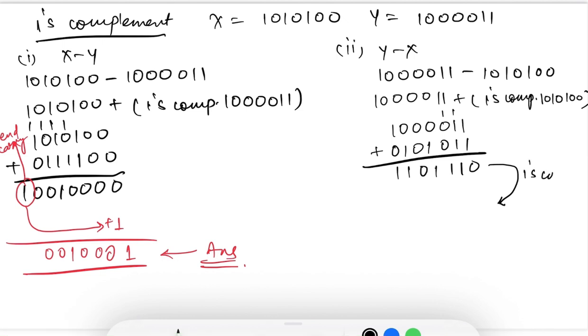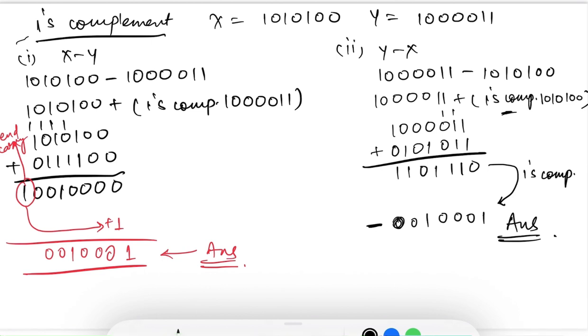Which complement? Ones complement, because we are dealing with ones complement numbers. Take the ones complement of this number. It will be 1, 0, 0, 0, 1, 0, 0 with a negative sign. Right? The negative sign must be kept here. So the final answer is this. So now here, the subtraction using complements we have learnt.